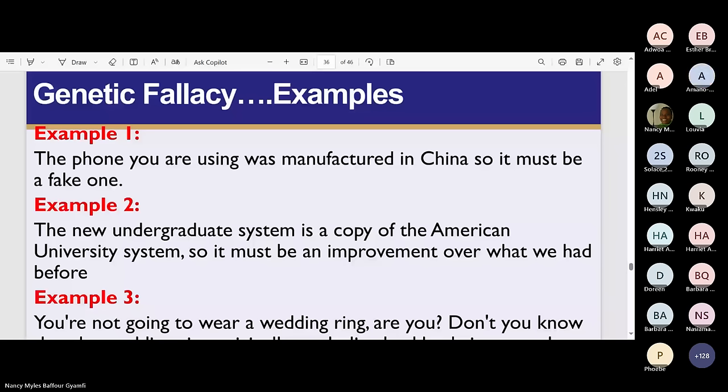Example two: the new undergraduate system is a copy of the American university system, so it must be an improvement over what we had before. So this is a problem. I have shown the problem of the genetic fallacy in different applications, from politics to cultural systems, to even how we clothe the colonial mentality.